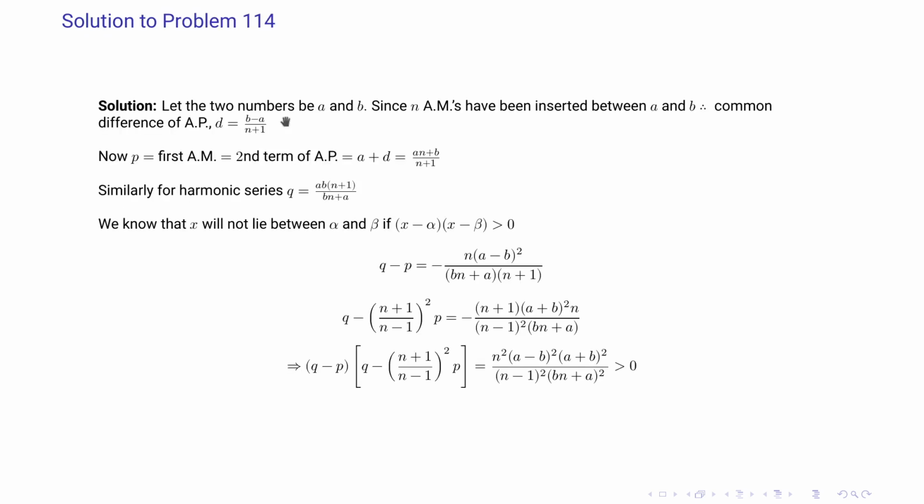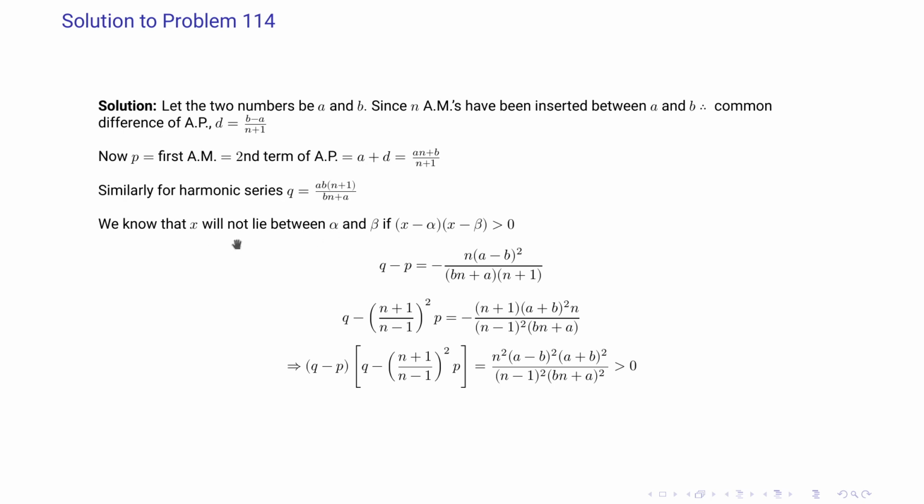So we let the two numbers be a and b, and since there are n arithmetic means between a and b, the common difference would be (b minus a) by (n plus 1). Now p is the first arithmetic mean, which is a plus d, equal to (na plus b) by (n plus 1). Similarly, for harmonic series, we can find out q as ab into (n plus 1) by (bn plus a).